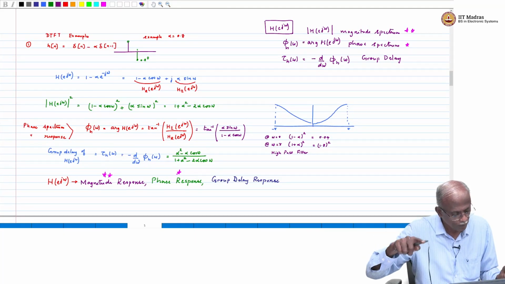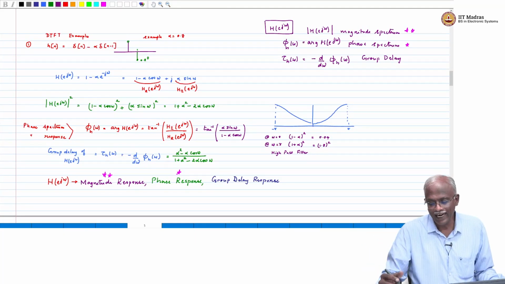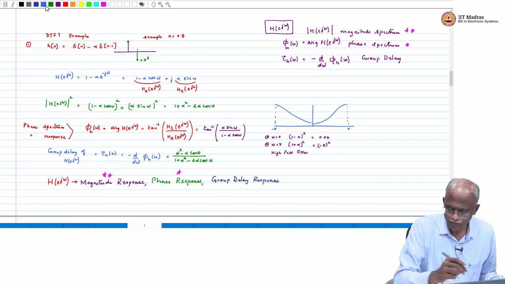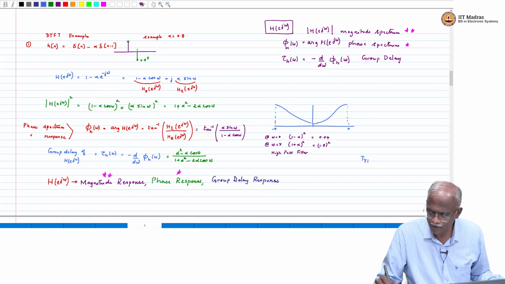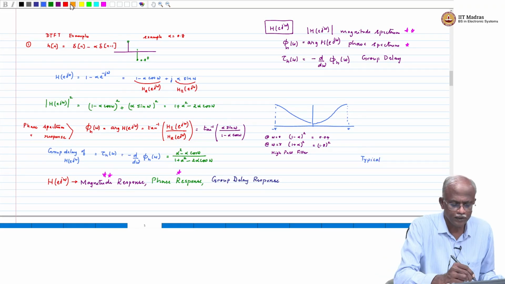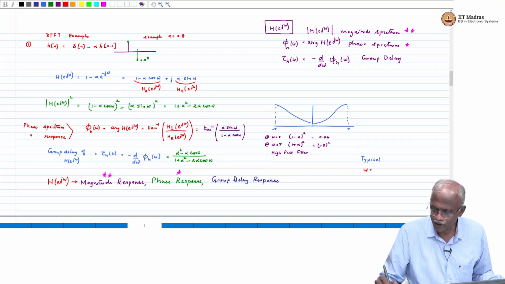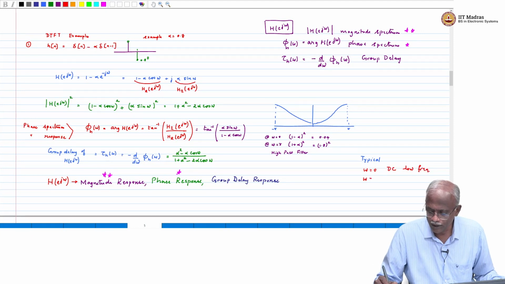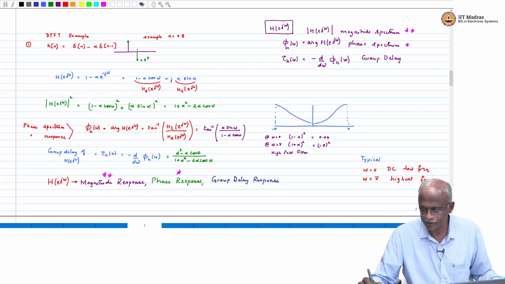We check what is the behavior at omega equal to pi, and then sometimes we may check omega equal to... So typical frequencies that you check: omega equal to 0, that corresponds to the DC value or the low frequency; omega equal to pi, that is the highest frequency component that you have. Omega equal to 0 being the lowest frequency.